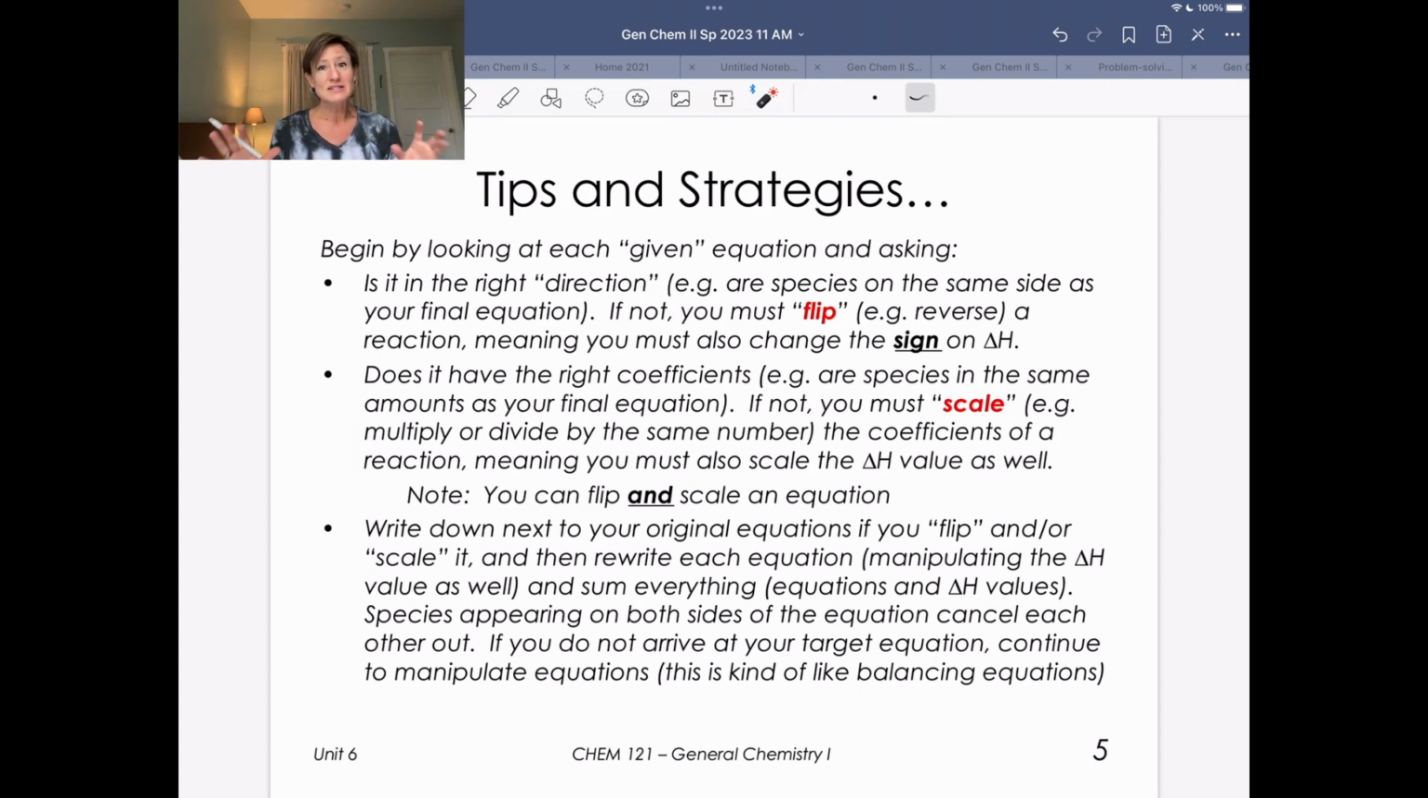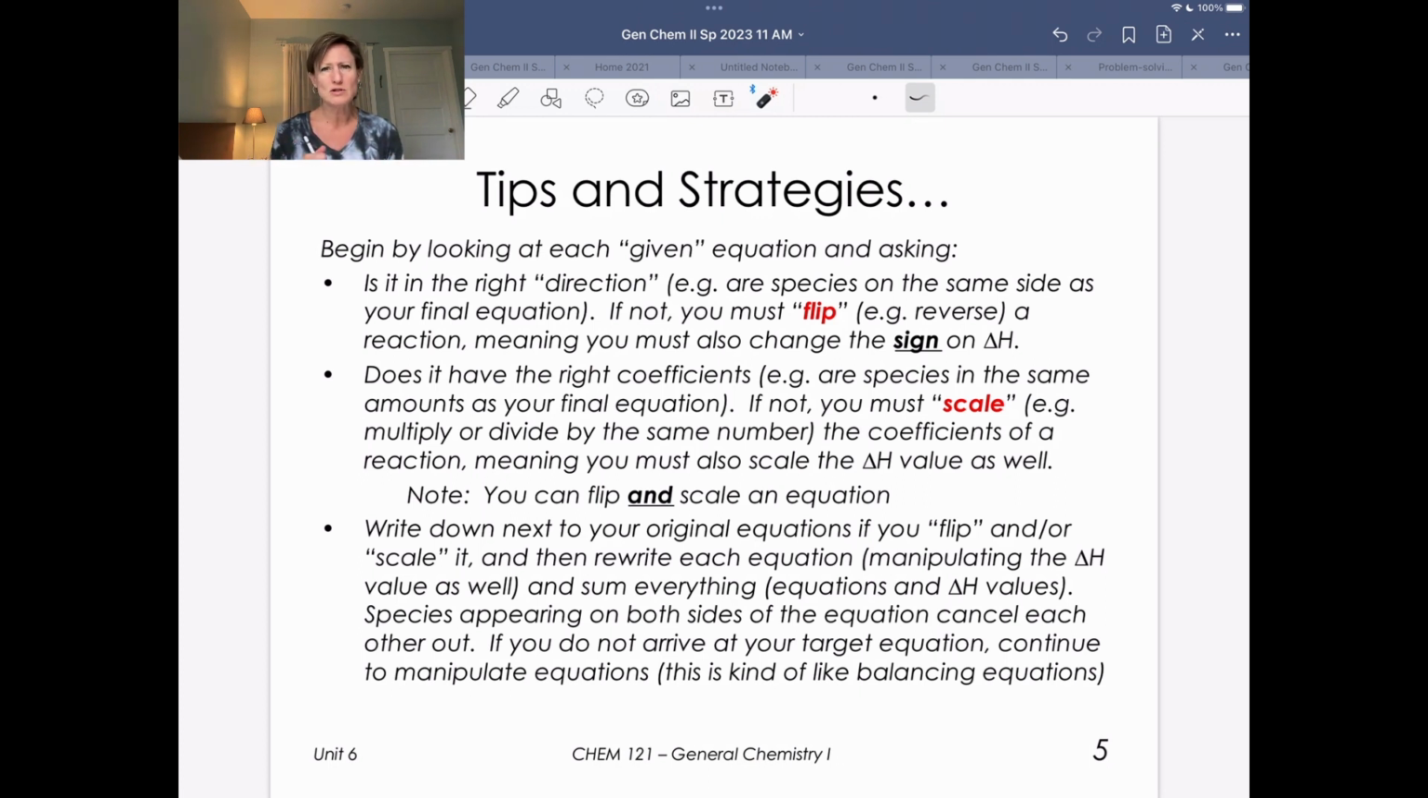My recommendation is, after you figure out what things need to be flipped or scaled, write down next to those original equations whether you're flipping or scaling them, and then rewrite each equation, correspondingly manipulating the delta H value as you need. And then make sure that you can sum everything up. It's super easy to make mistakes here. If you think that you're scaling or flipping, but you forget to do it because you don't have it written down, it's easy to make a mistake.